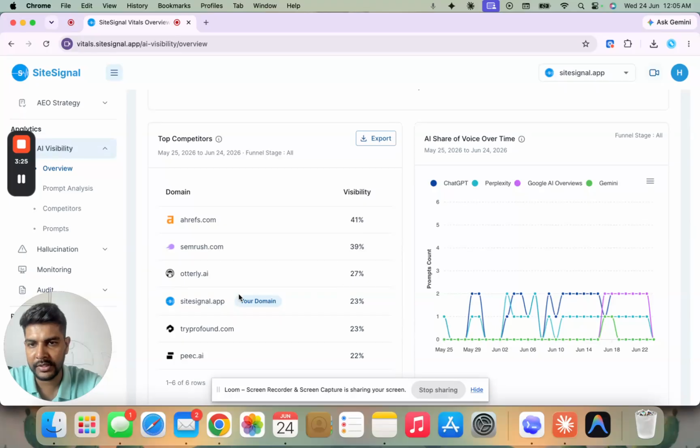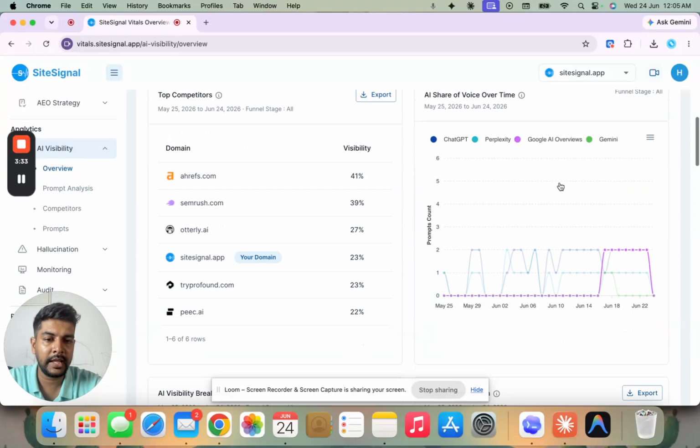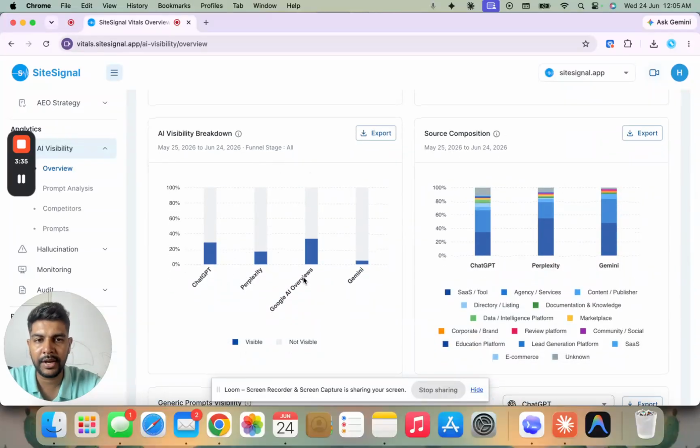Here you will be able to see the top competitors. You can always download, and you will be able to see the share of voice in different LLMs, and then the AI visibility breakdown, the source composition. Because when the AI is creating an answer, it takes answers from different platforms. You need to know where to place your answer in order to get visibility. So this composition is pretty important. You can see these colors are varying. That means each AI is taking answers from different sources and the percentage is different.